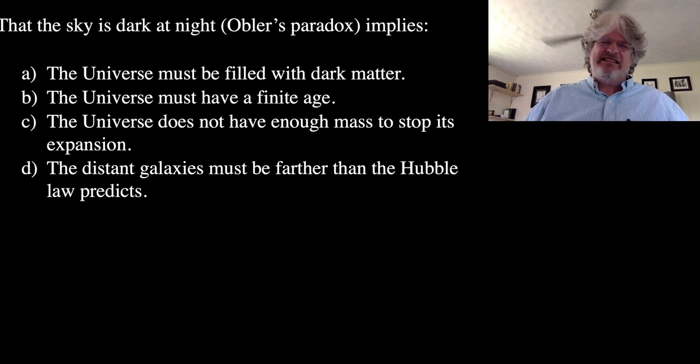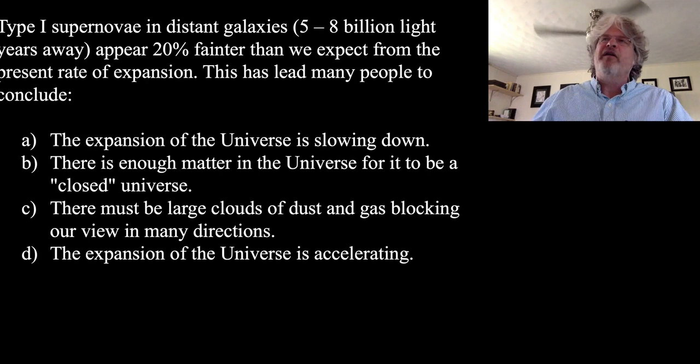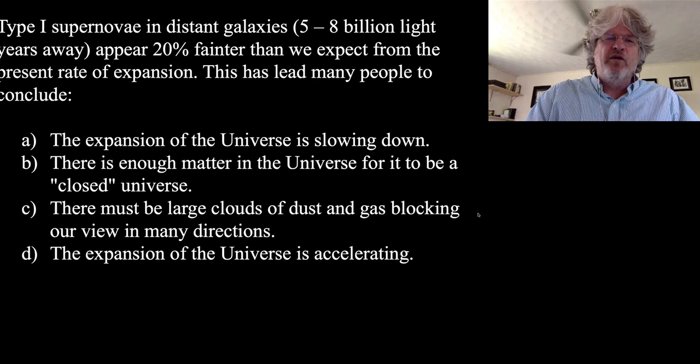I'm going for this idea that the universe has a finite age. Type 1A supernova and distant galaxies appear fainter than we expect at the present rate of expansion. And of course, if the universe is slowing down, they wouldn't be further away than we expect.